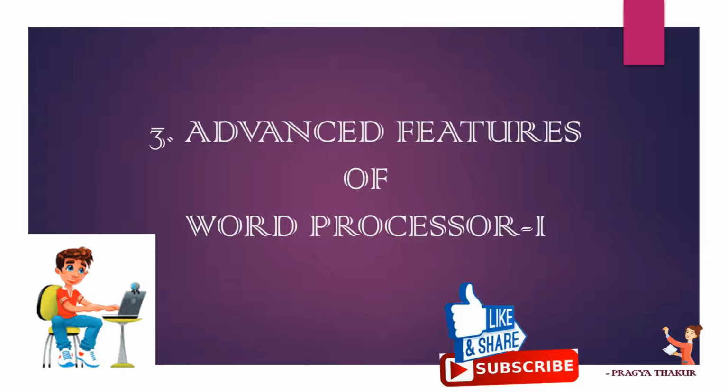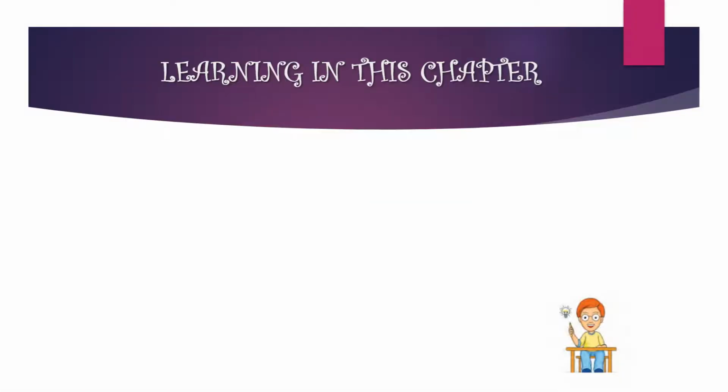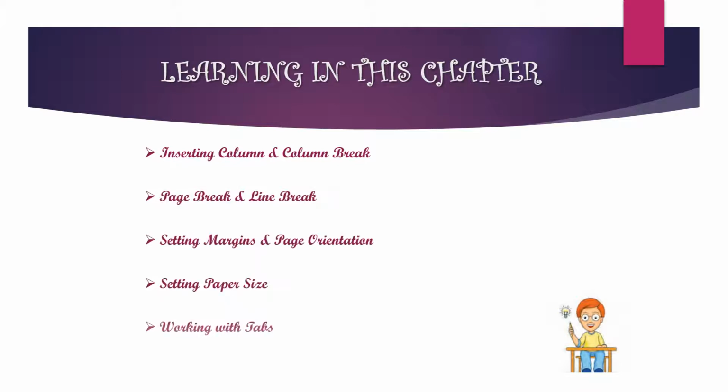In our first part, we have already learned how to use format painter, subscript, superscript, shadow effects, header and footer. Now we are going to learn inserting column and column break, page break, line break, setting margins and page orientation, how to set paper size, working with tabs and indenting text. So let's start.